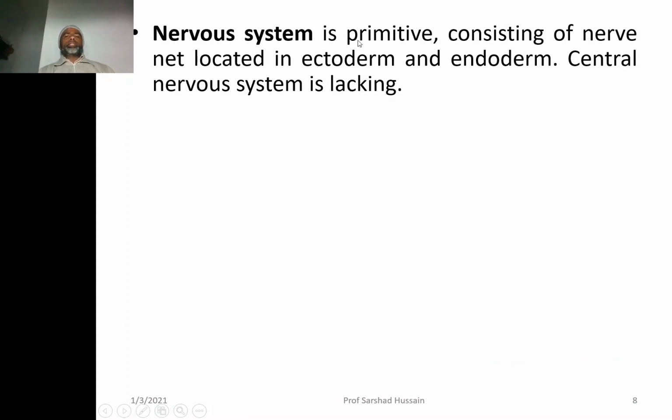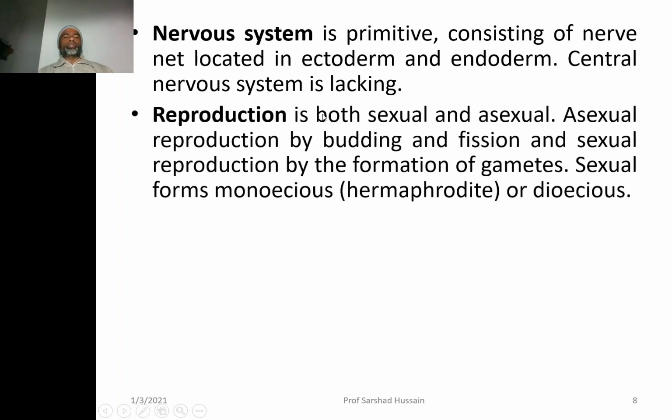Then a very primitive type of nervous system is there, consisting of nerves located in the ectoderm as well as the endoderm. A central nervous system is lacking. They don't have brain or spinal cord like features. Reproduction is both sexual and asexual. Asexual reproduction is by budding and fission. That is, a bud may be formed which will get detached from the body and will grow into an individual. Or sometimes the individual may divide by fission.